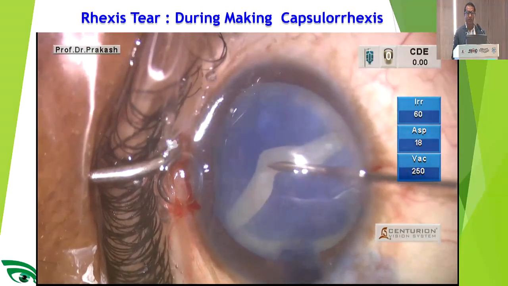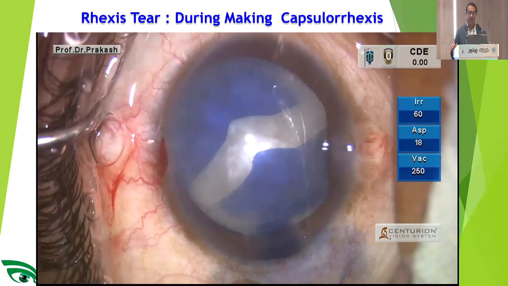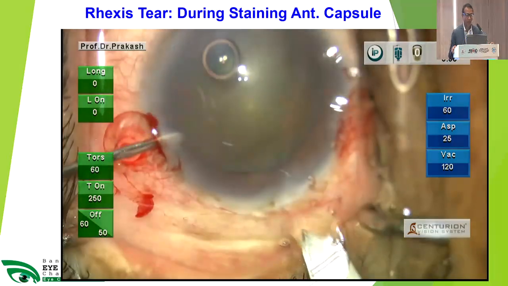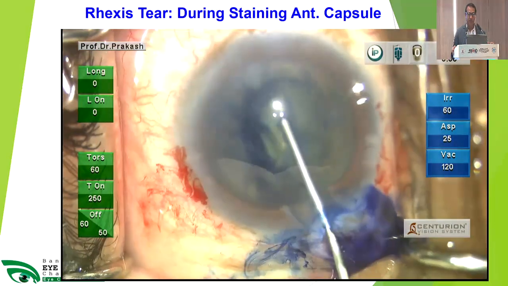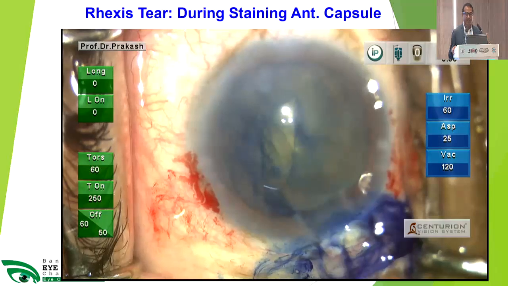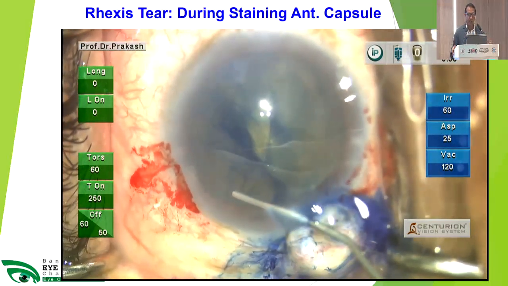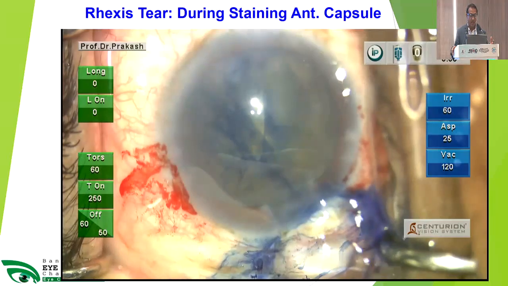The anterior capsular tear can occur at any stage of the phacoemulsification procedure. Here we can see a white intumescent cataract, and the rhexis runs out spontaneously at the periphery in both directions due to the high intralenticular pressure. Here, after making the main port, I was extending the anterior capsule with tip and blow, and while replacing the tip and blow with the viscoelastic substance, I can see the rhexis run out into the periphery. When and how it occurred, I could not figure out.